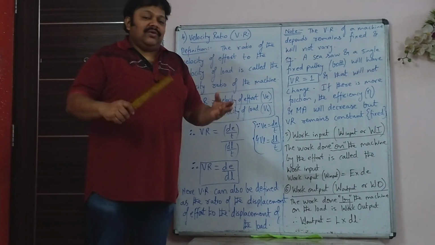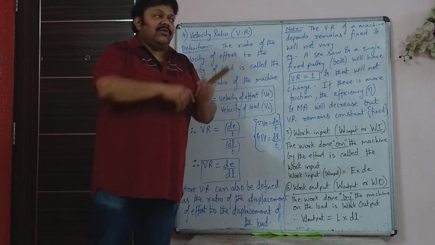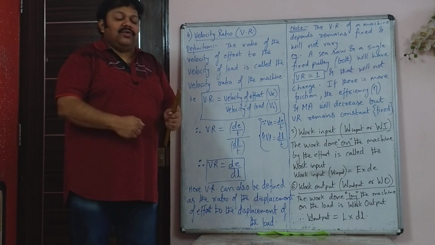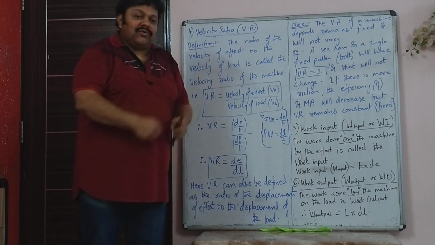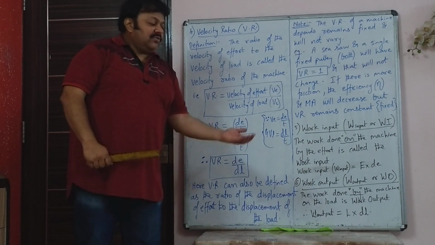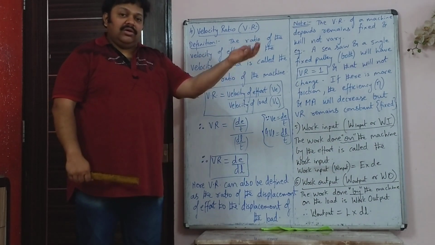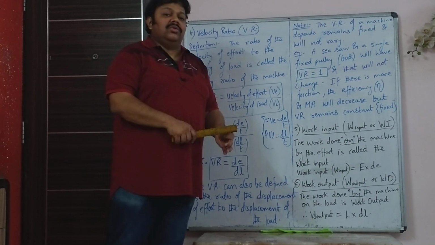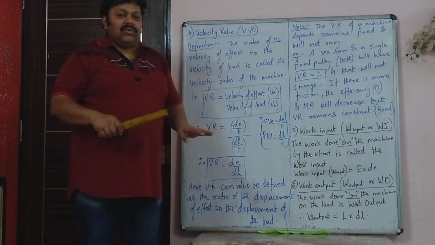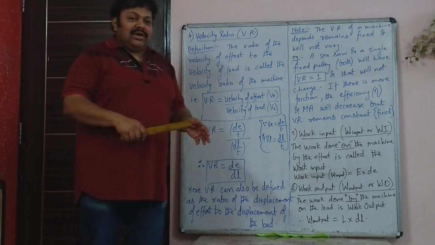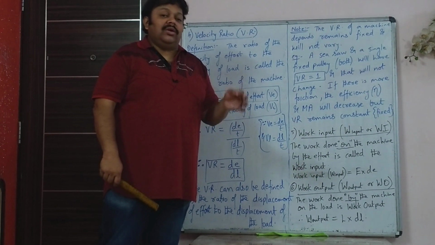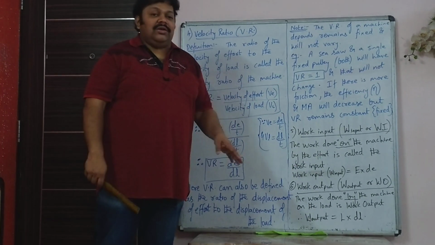So in this case, for a single fixed pulley, displacement of effort, how much are you pulling it down? Your pulling is the effort. Displacement of effort is 20 meter, and the displacement of the bucket, that is the load, is also 20 meter. So dE and dL are both 20 meter, equal. Because of that, we can say the velocity ratio of a single fixed pulley is always 1.